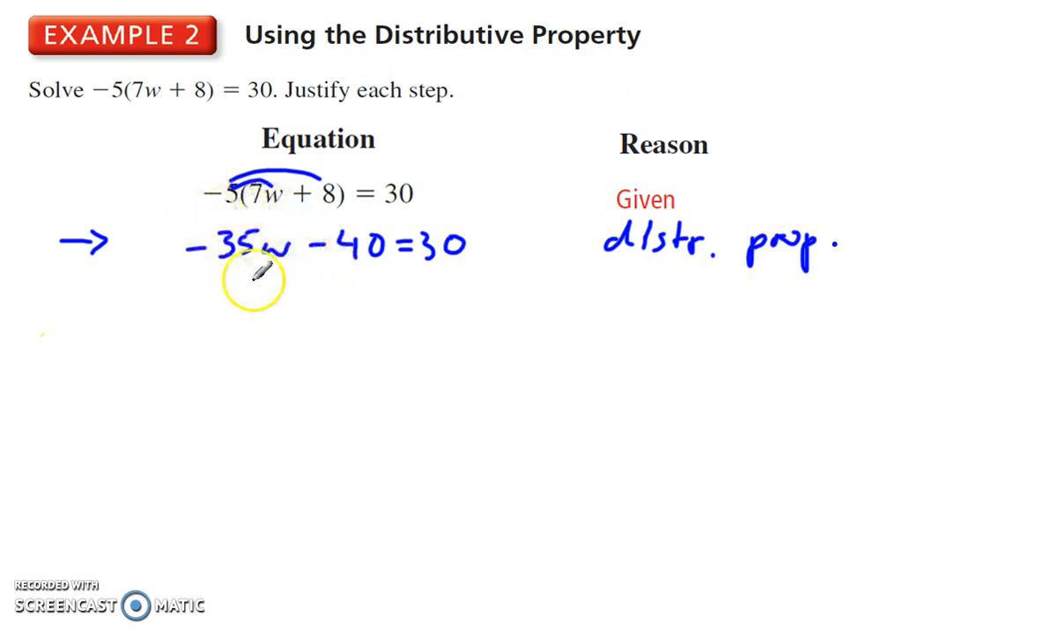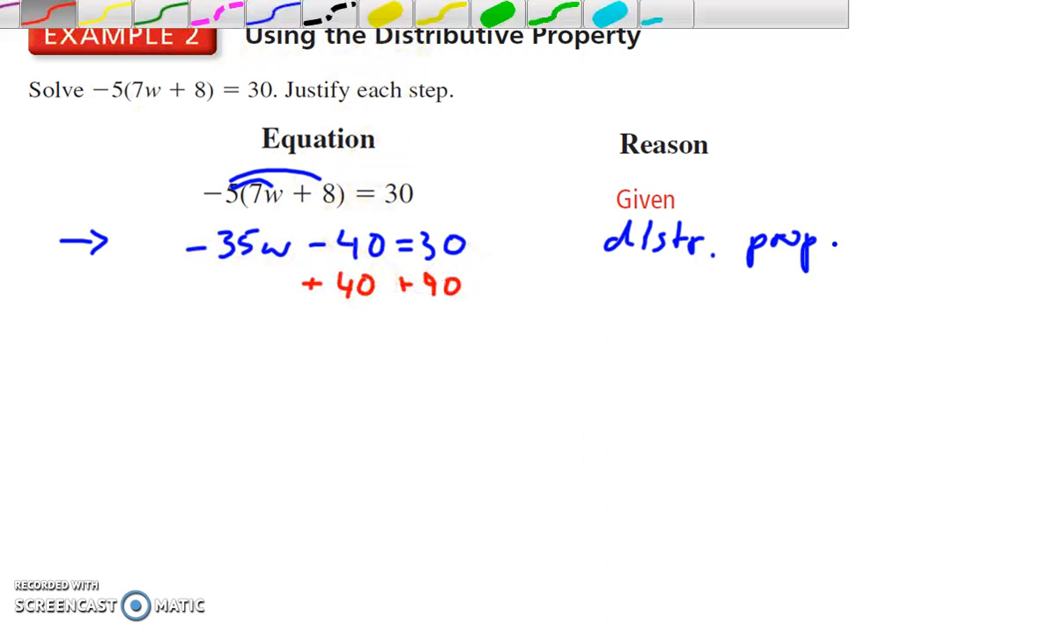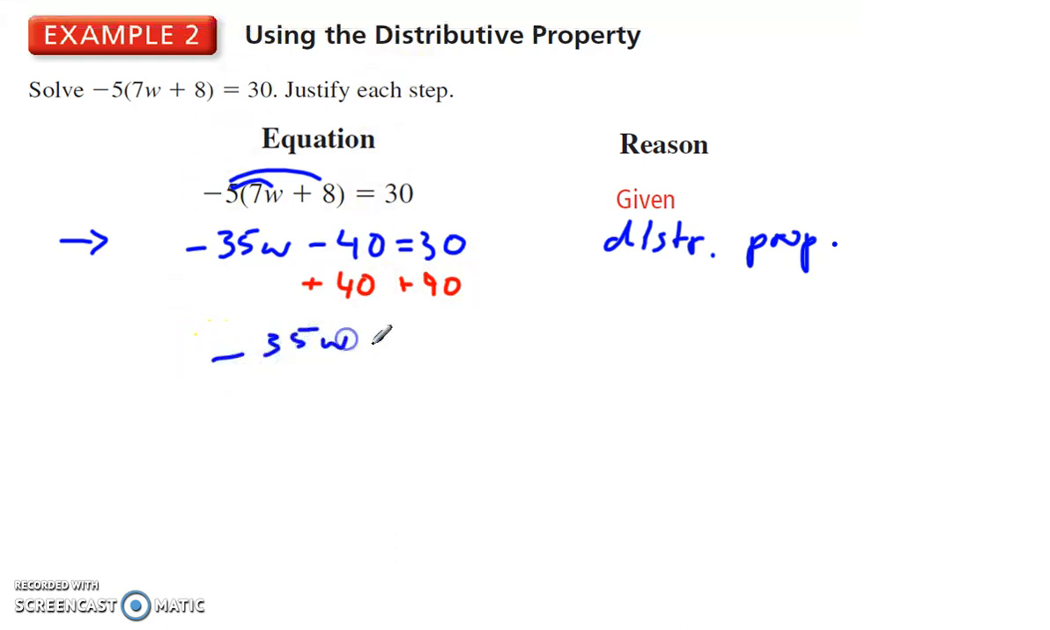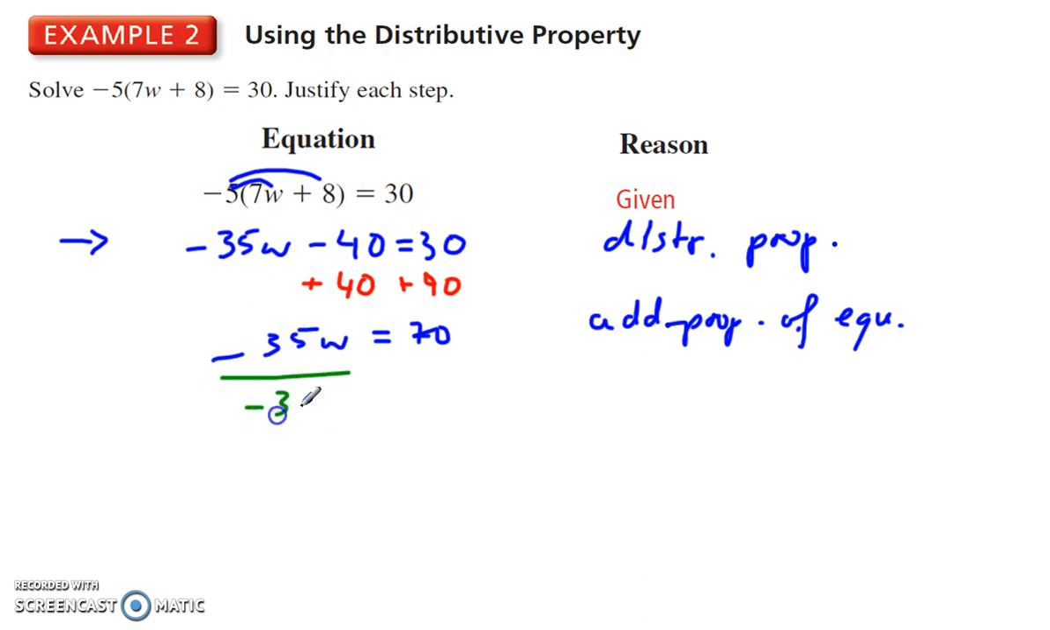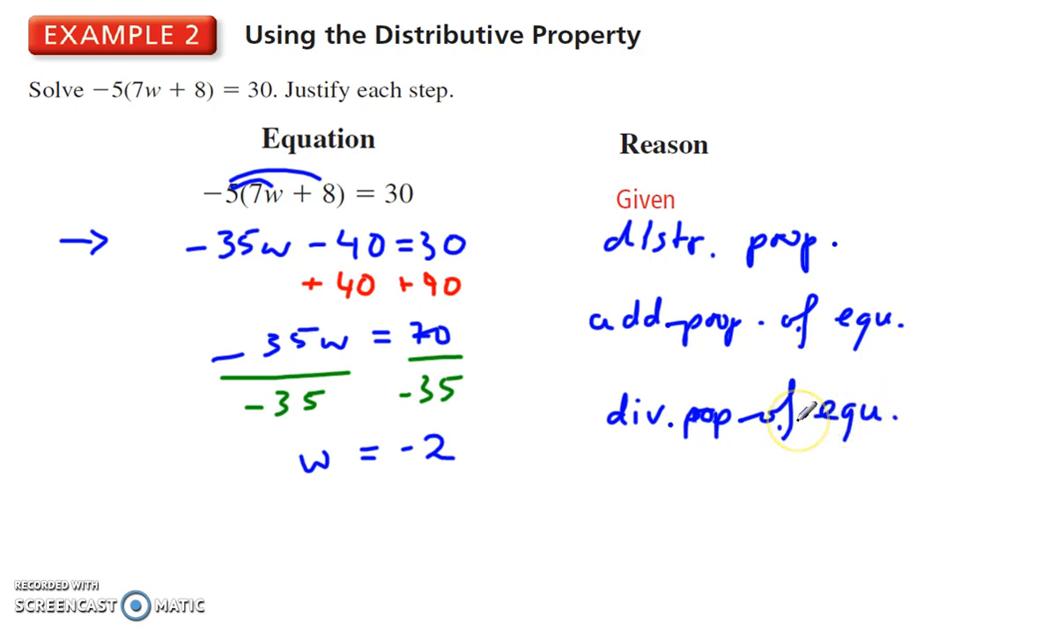Okay, next, we want to get the variable term by itself, so we're going to add 40 to each side. So now I get negative 35w is equal to 70. I just used the addition property of equality. All right, now I'm going to divide by negative 35 on each side. And that gives me w is equal to negative 2. And what did I do here? I divided, so I used the division property of equality. And there you have it.